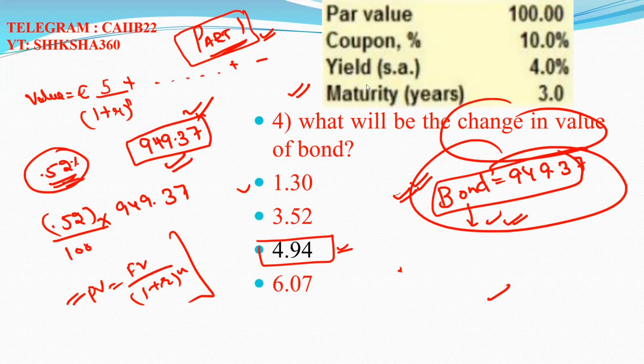So here only one question we have left, which we have to understand. That is basically how we can get this 949.37.